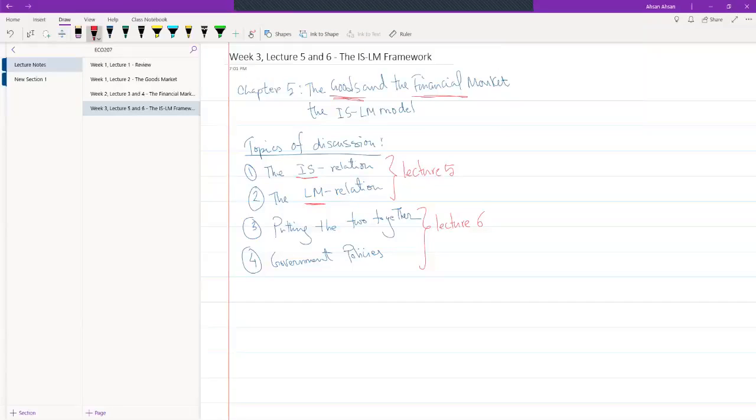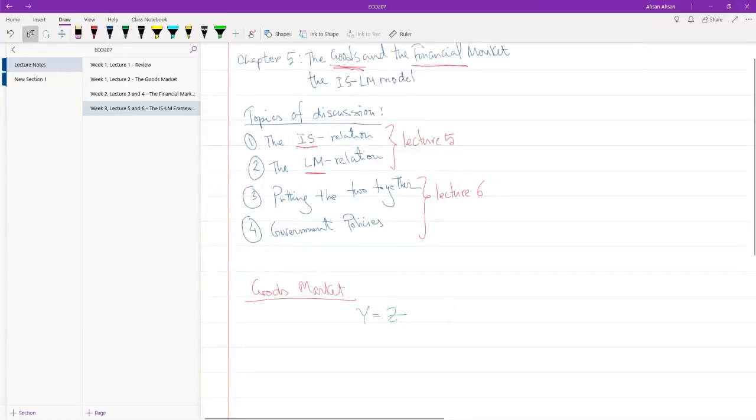Okay, so as we already talked about, we have the goods market, and in the goods market, what we need for the equilibrium condition to hold is for our output to equal Z. Z is the demand for goods, and that is given by C(Y minus T) plus I plus G.